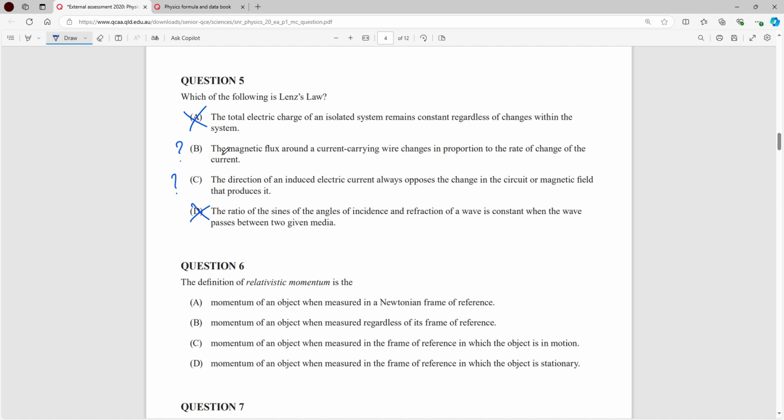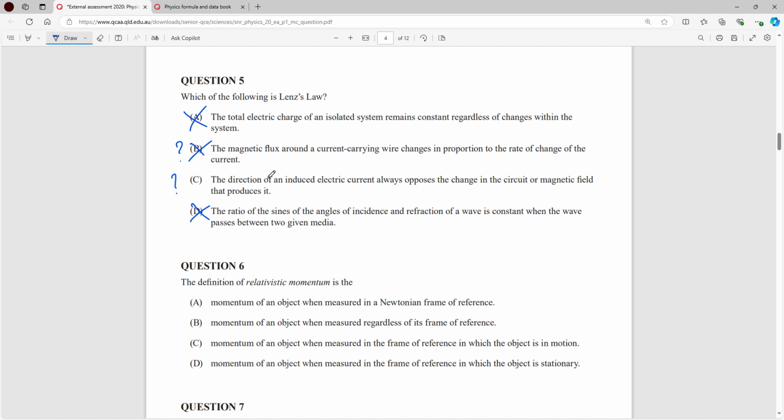Now, let's take a look at what they're actually saying. The magnetic flux around a current carrying wire is proportional to the rate of change of current. That's talking about a formula, okay? So here, magnetic flux in a current carrying wire is proportional to the rate of change of the current. I don't think that's it, okay?